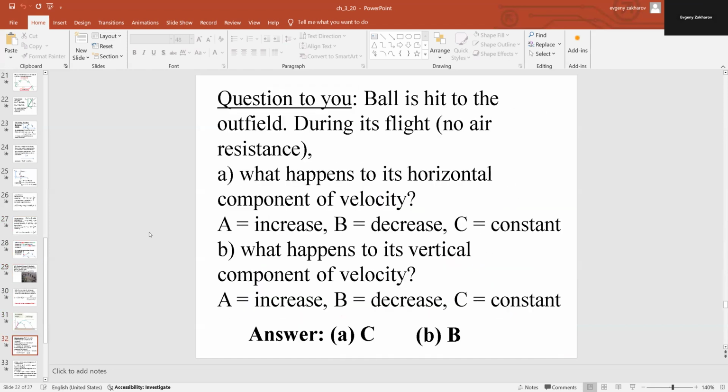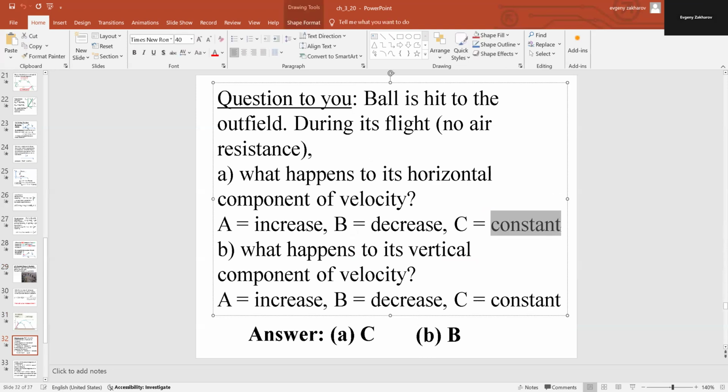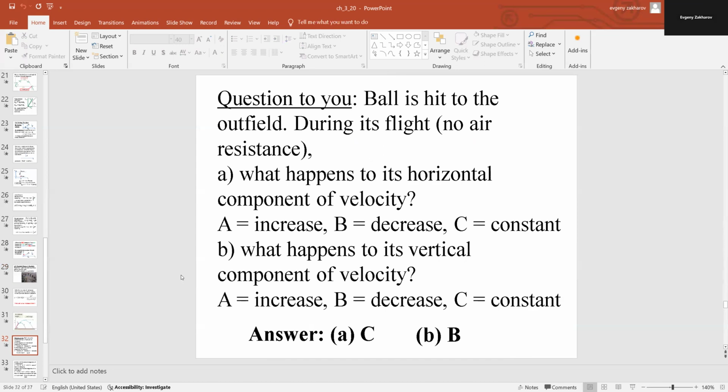So, horizontal component stays constant, and vertical component decreases with time. The more the time goes by, the less the value you will end up with. Should make sense. Let me know in the chat if something's confusing.